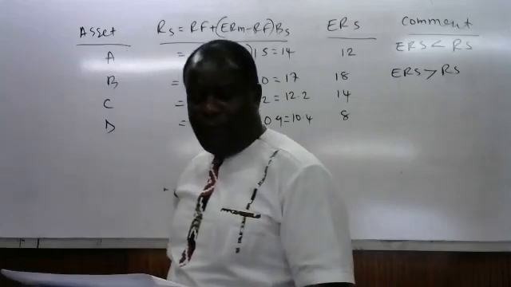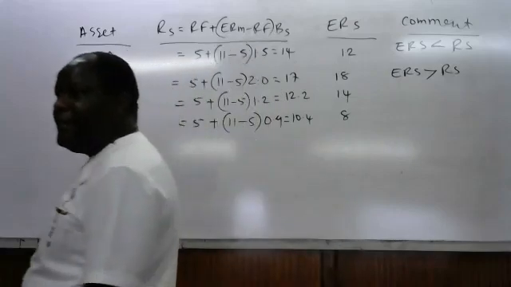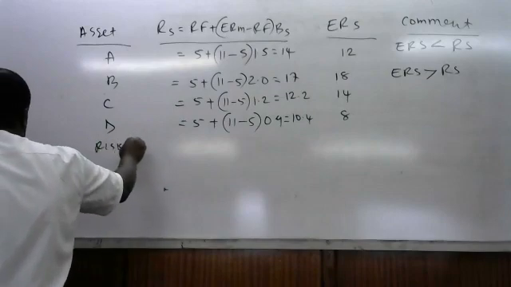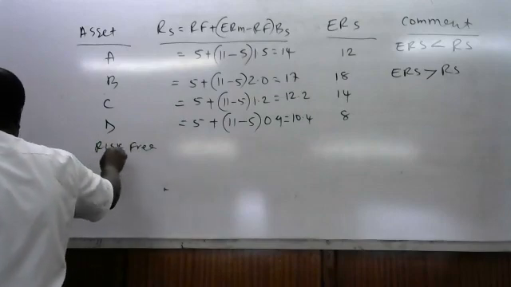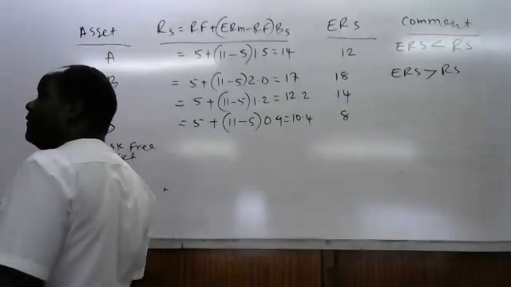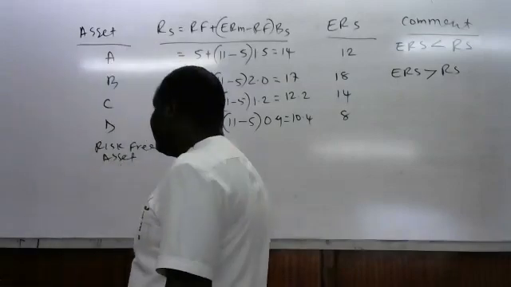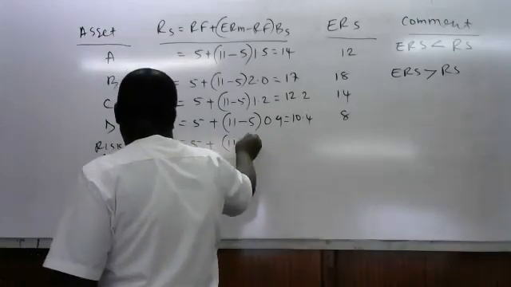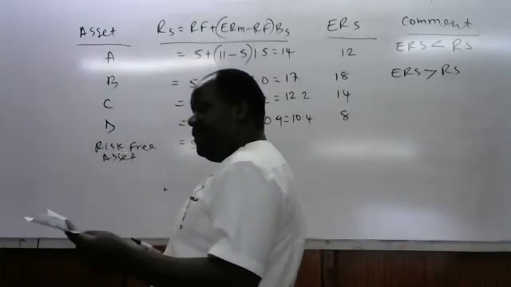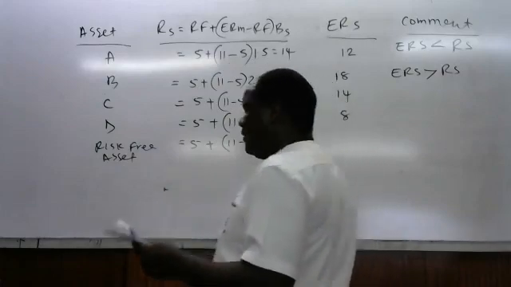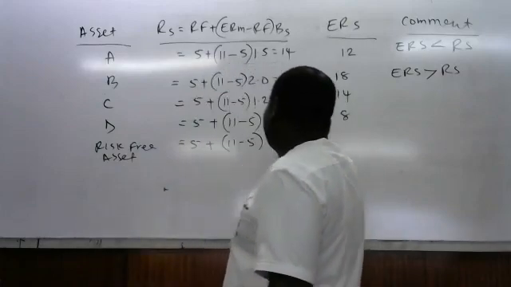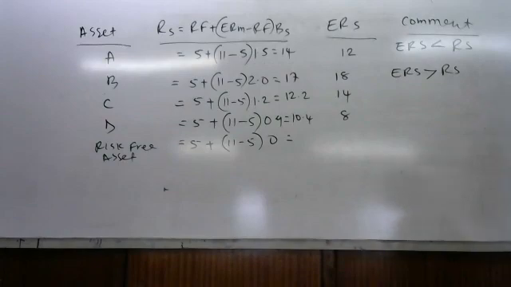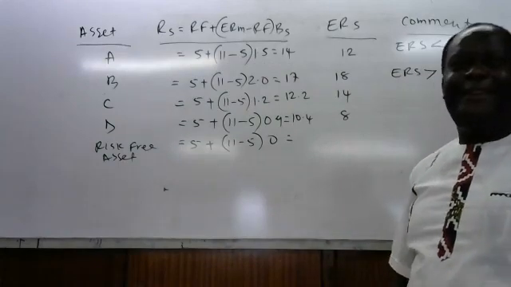But we do the same for the risk-free asset. We also compute for the risk-free asset. So the risk-free asset will be 5 plus 11 minus 5. The beta for that is given as what? 0. So which means it will be equal to 5. Yeah, 5.